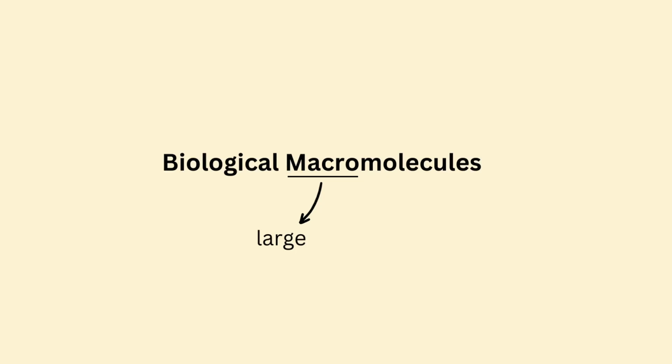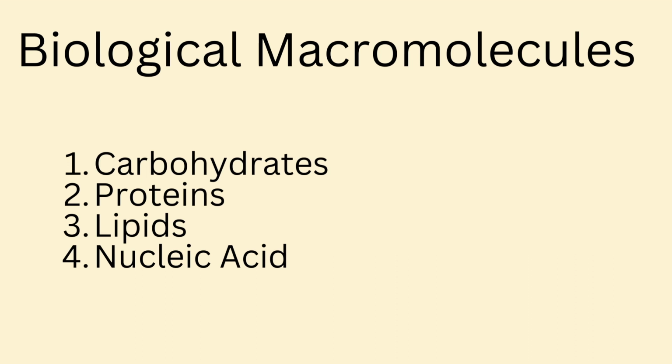Biological macromolecules are large molecules. That's literally what macromolecule means. It means large molecules. Biological macromolecules are macromolecules that we obtain through food and are necessary for our survival. There are four categories of biological macromolecules: carbohydrates, proteins, nucleic acids, and lipids.